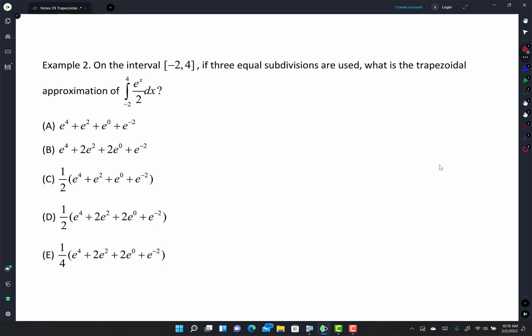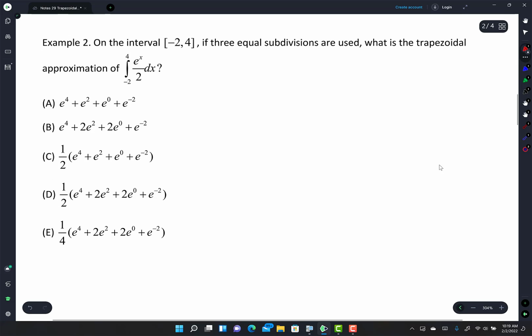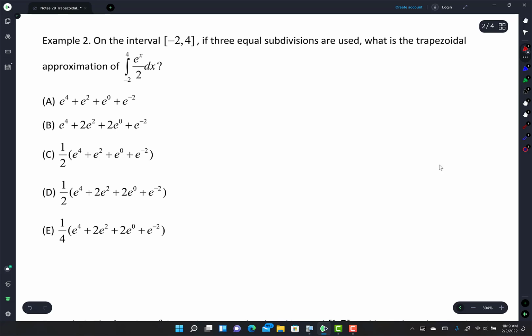Now I kind of feel bad for you putting examples with equal subdivisions, but oh well, that's fine. Okay, you guys, we're just going to use the formula for these, but I do feel bad. I just emphasize not to remember the formula, right? Make sure you know how to find area of one trapezoid. It says on the interval -2 to 4, if 3 equal subdivisions are used, what is the trapezoid approximation?